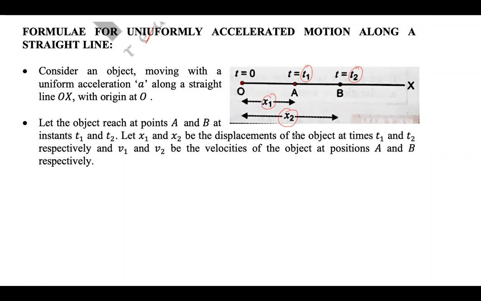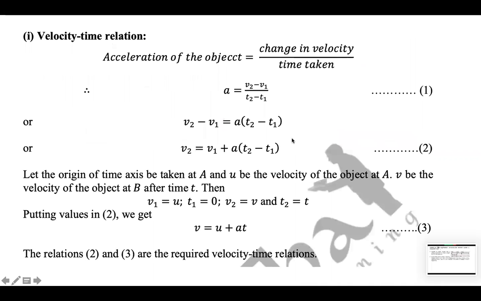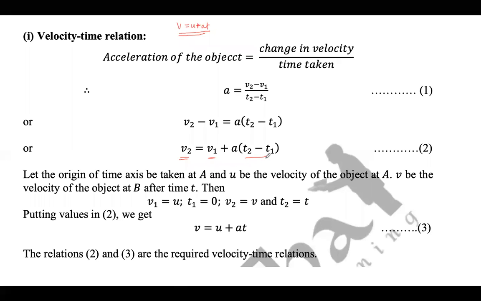Now if you write the equations of this, first relation is velocity time relation. We had studied in ninth class that v is equal to u plus at. We will be using this relation only, but there will be slight variation in that. The final velocity v2 is equal to v1 plus a(t2 minus t1), where t2 minus t1 is basically your time interval.